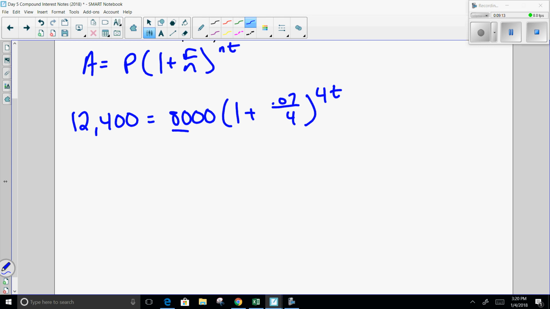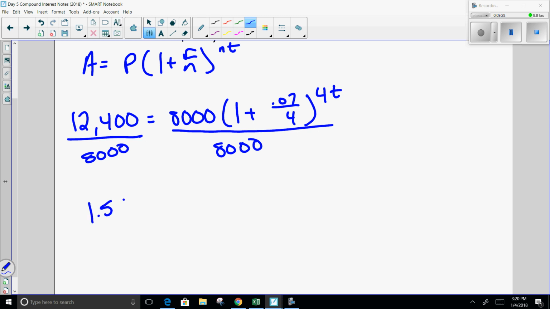First thing I would do, divide everything by 8,000. So divide everything by 8,000, and you're going to get 12,400 divided by 8,000. Do that in your calculator, and you're going to get 1.55. And if you get a really long decimal there, keep that decimal stored in your calculator. Write down an estimated version, but you're going to get this. And then you have 0.07 over 4 raised to the 4t.